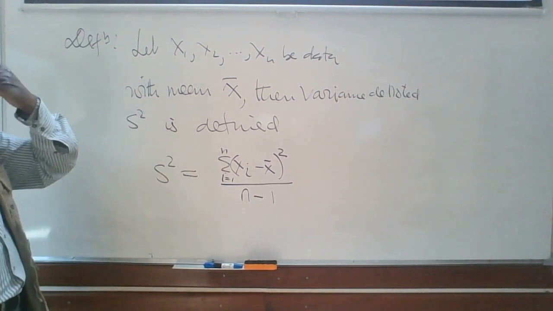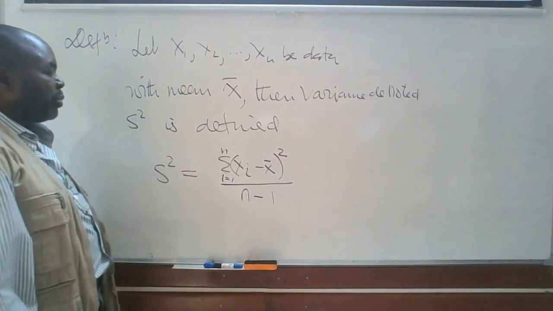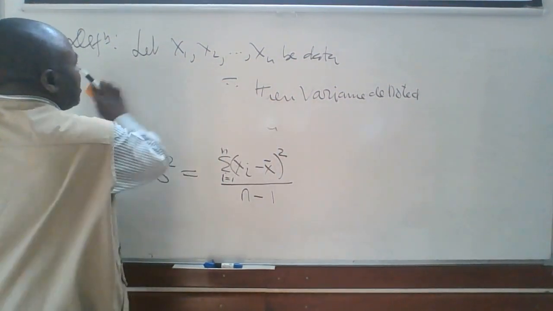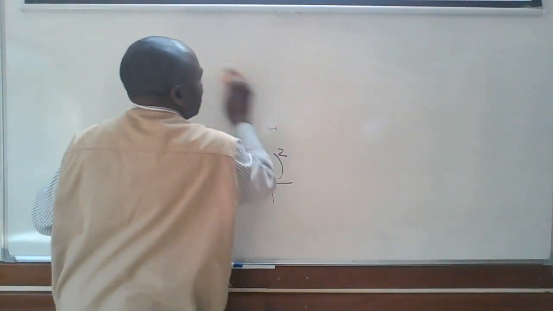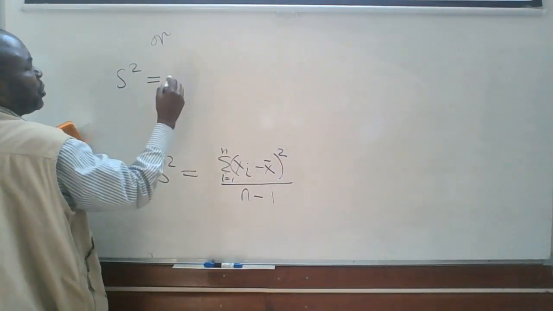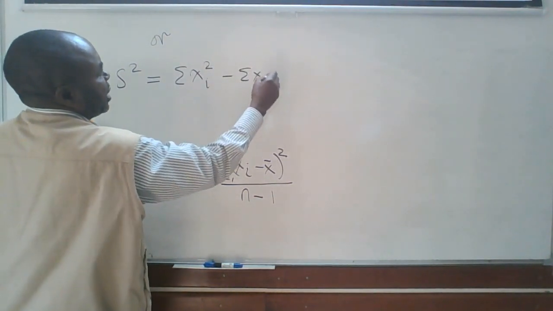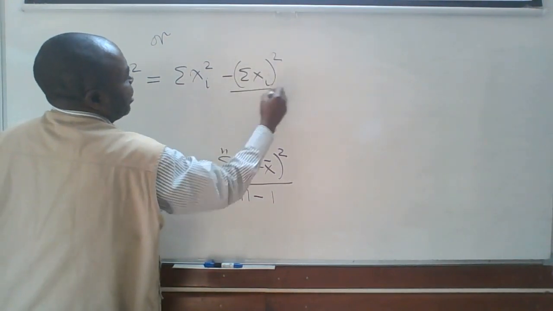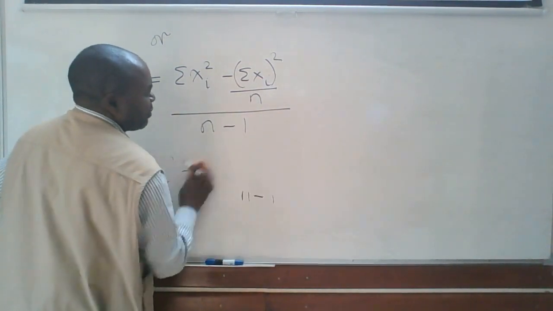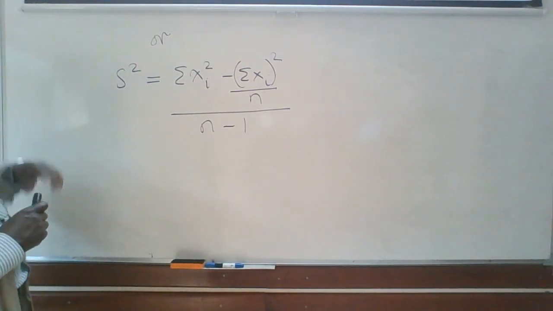We can manipulate the top here and simplify the variance as follows. The variance, which is s squared, is equal to summation of xi squared minus summation of xi, everything squared, divided by n, and all divided by n minus 1. This is a simpler version of variance, especially if you're using data to compute the variance.